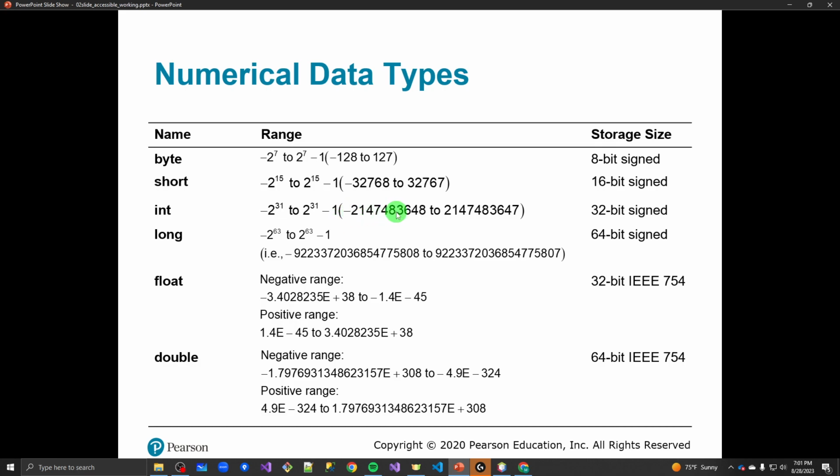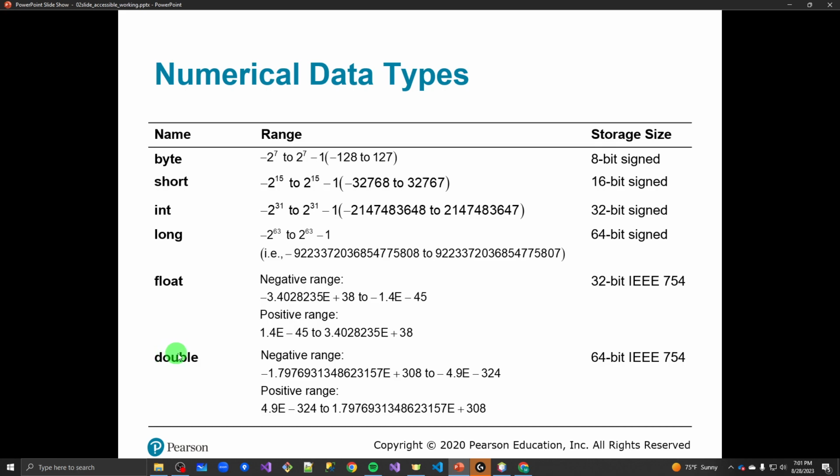So any number, thousands, millions, -2 billion something to +2 billion something. Okay, so ints can hold some really big integers, but they can't hold any decimal places.